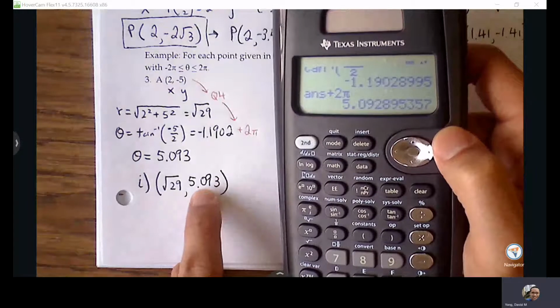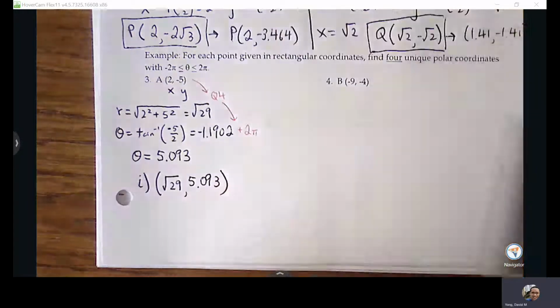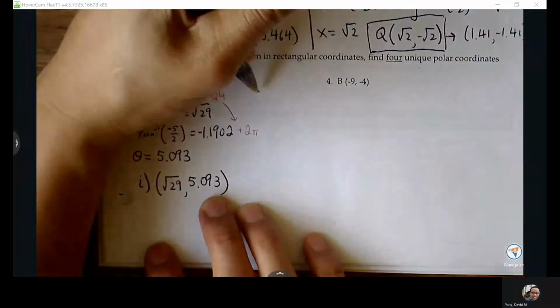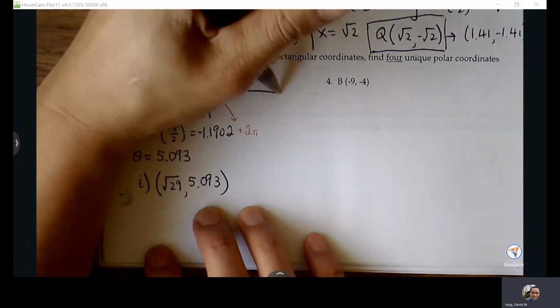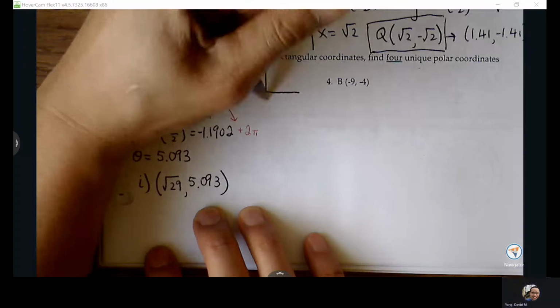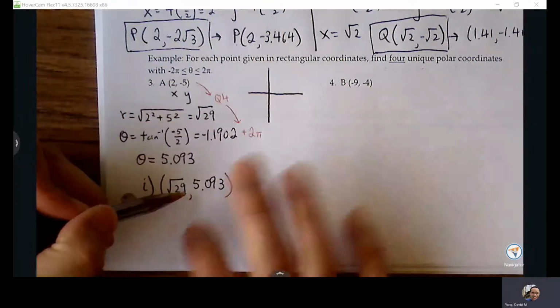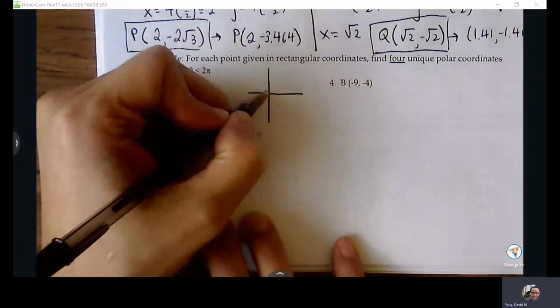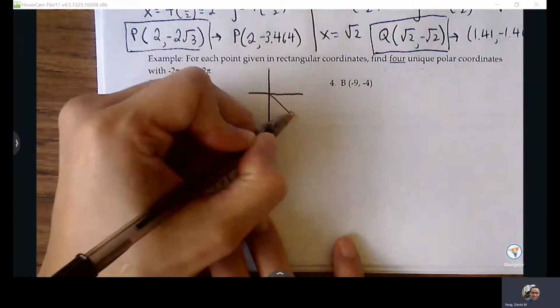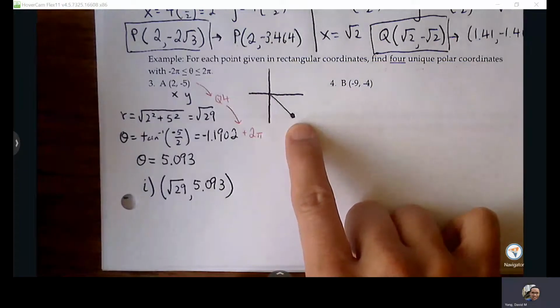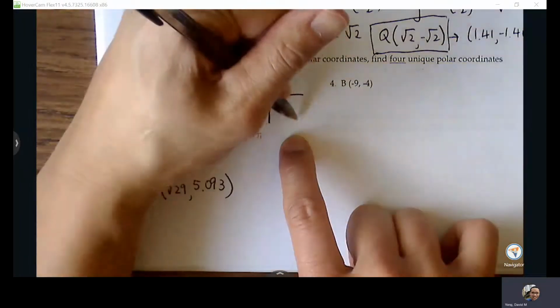Okay. So 5.093, it feels strange, right? Because you're like, where is that degree measure? You just know that it's in the fourth quadrant. Okay. So it feels a little abstract, but I still want us to at least visualize it, right? 5.093 is in the fourth quadrant. It doesn't matter where. Just put it in the fourth quadrant, and you know that root 29 units out. Okay, let's say that's point A.